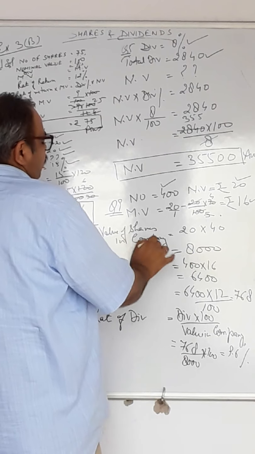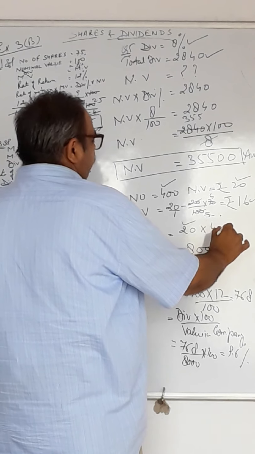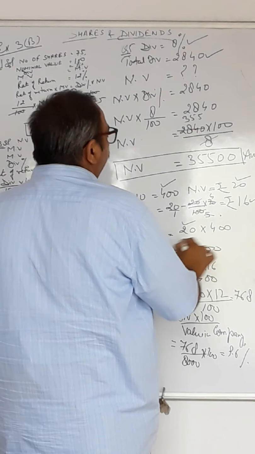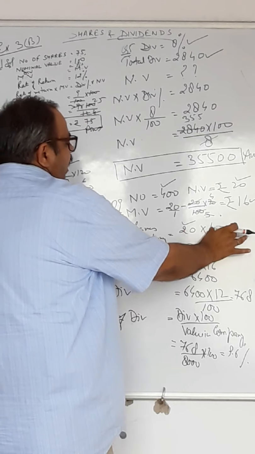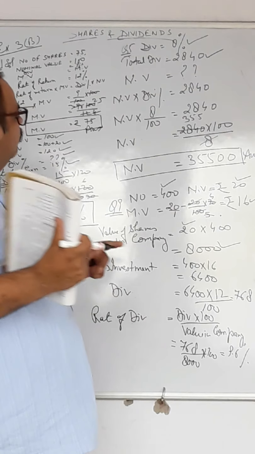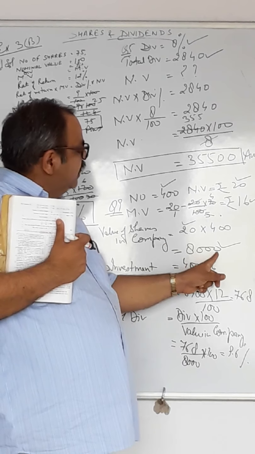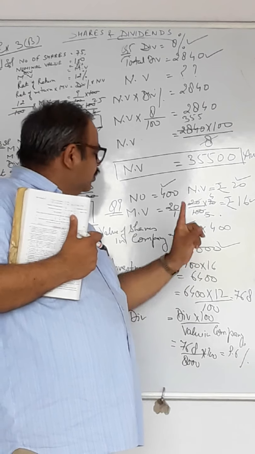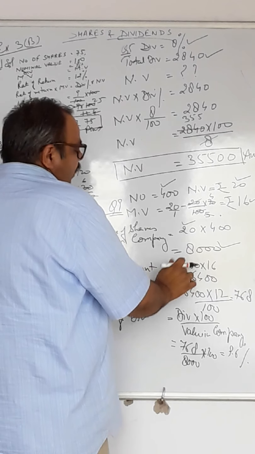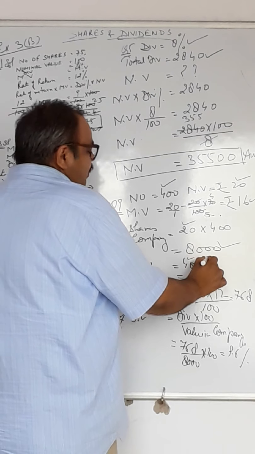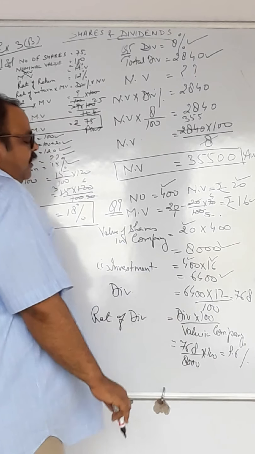So value of these shares in a company, 20 rupees shares in a company and 400 shares, it becomes 8,000 rupees. This is the value of my shares in a company. What I am having, the 400 shares, by multiplying 20, this is the value in the company, not in the market. Investment: 400 number of shares, each share market value 16 rupees. So 6400 I have invested in the market.